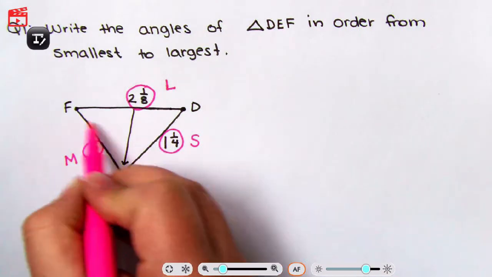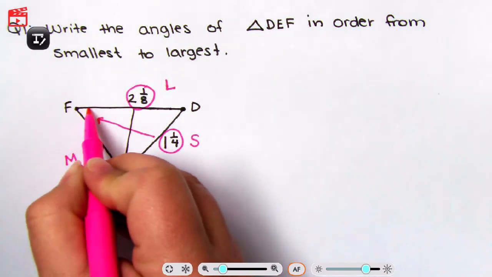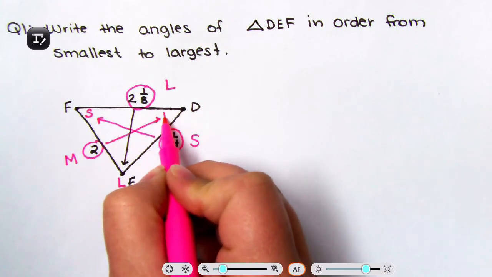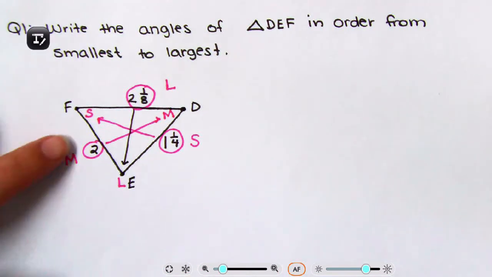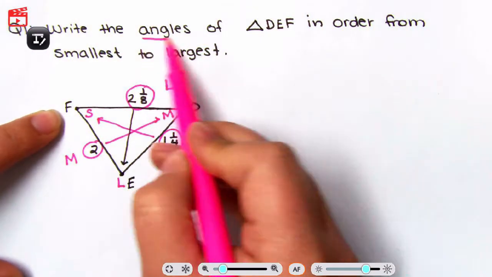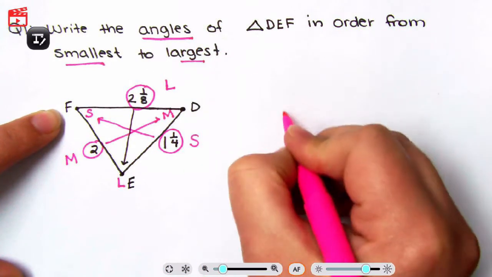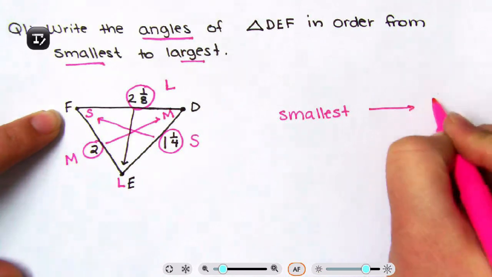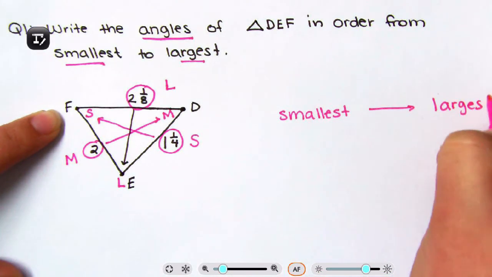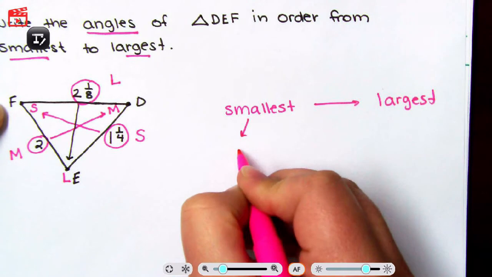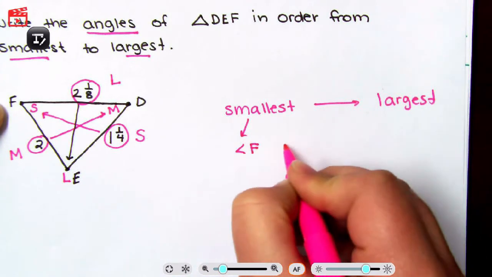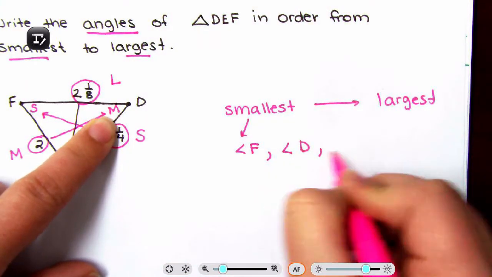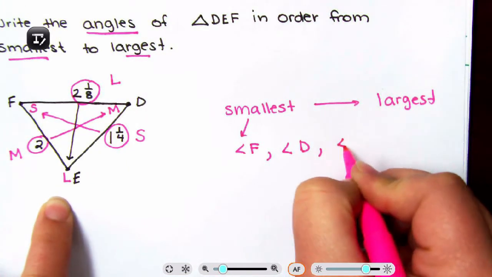Then you can see that the smallest side is across from the smallest angle, and the middle side is across from the middle angle. So let's go ahead and list the angles from smallest to largest. The smallest angle we have is angle F. The middle angle we have is angle D. And then the largest angle we have is angle E.